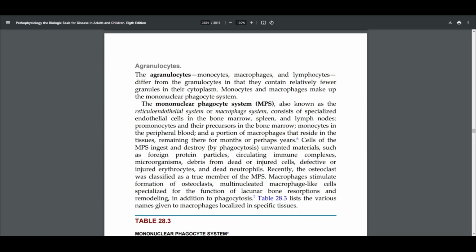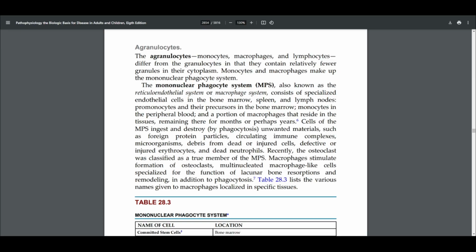Which brings us to the agranulocytes. The agranulocytes, so the monocytes, macrophages, and lymphocytes, differ from the granulocytes in that they contain relatively fewer granules in the cytoplasm. Monocytes and macrophages make up the mononuclear phagocytic system. The mononuclear phagocyte system, or MPS, also known as the reticuloendothelial system or macrophage system, consists of specialized endothelial cells in the bone marrow, spleen, and lymph nodes.